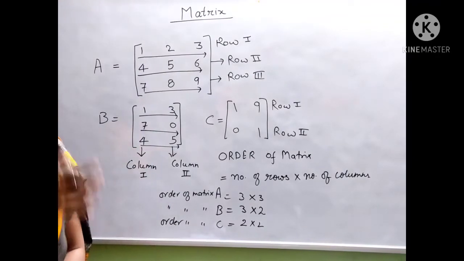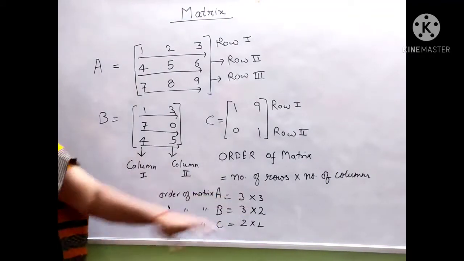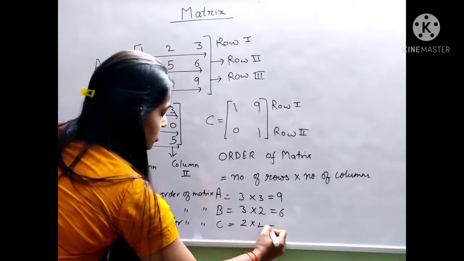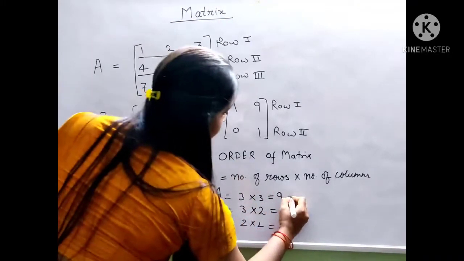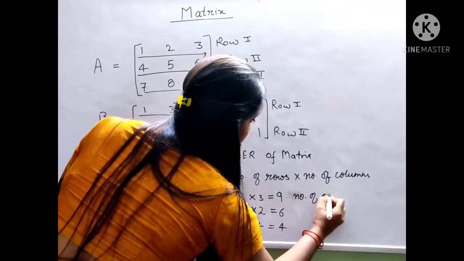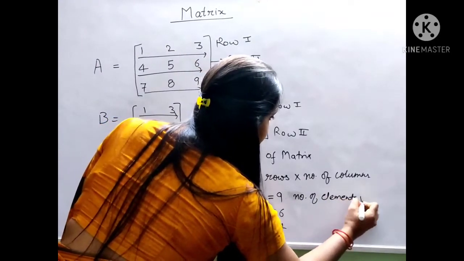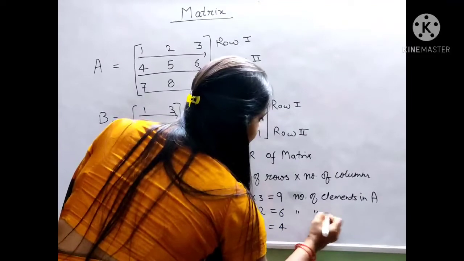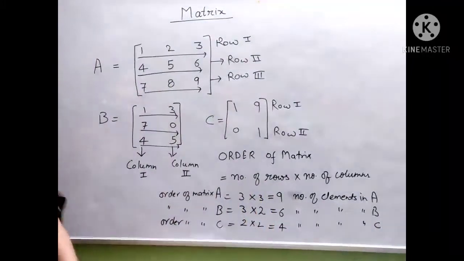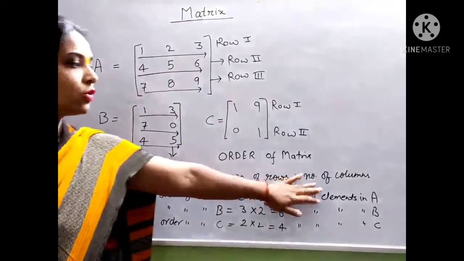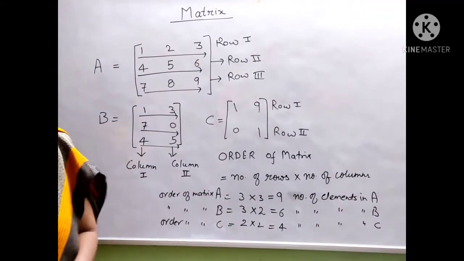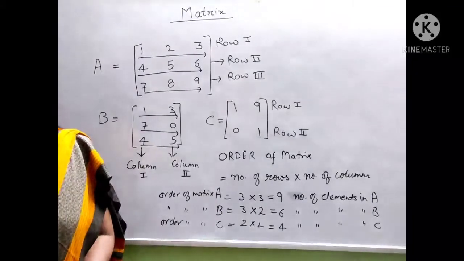One thing more, here we observe that on multiplying these numbers we get 3 3s are 9, 3 2s are 6, 2 2s are 4. We get the number of elements in A, the number of elements in B, and the number of elements in C. So in this way, on multiplying the number of rows and the number of columns, we can find out how many elements are present in the given matrix. This is another thing which we have to know.